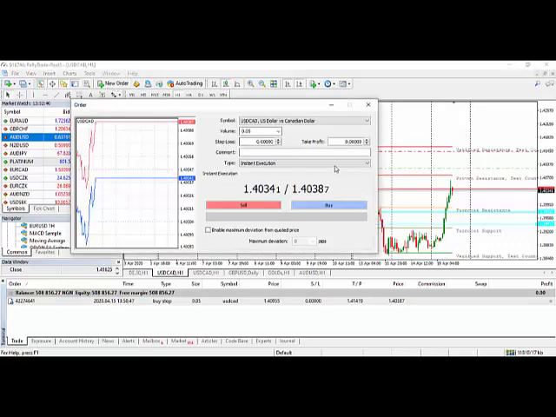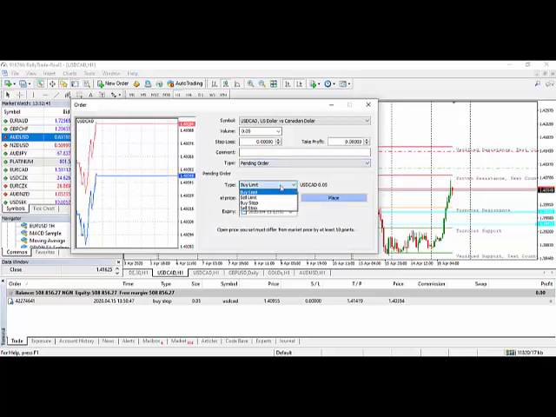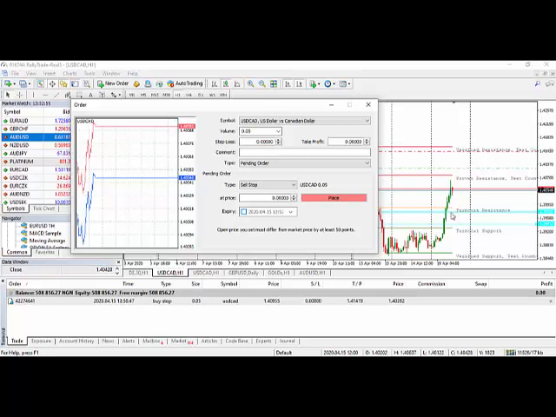We click new order. We change this from instant execution to pending order, and the type of execution to sell stop. We are picking sell stop because we're expecting USDCAD to go below this support, this nearest support, and then push lower, get to this point and continue to trade lower up until this point. So if that happens, then we'll be making money on this trade.